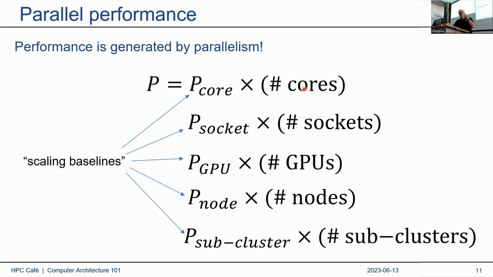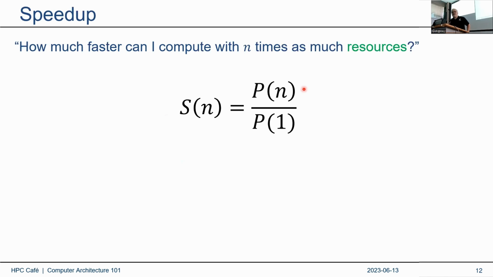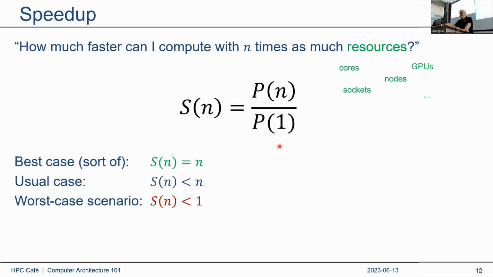Now, to assess and describe that, we have a metric, and the metric is the speedup. It tells us how much faster I can compute with n times as much resources. I have a certain amount of resources, and then I multiply these resources by n. How much faster is my program? This is very simple. Speedup is performance with n units, whatever it is, core, socket, GPU, divided by the performance with 1 unit, core, socket, or GPU.